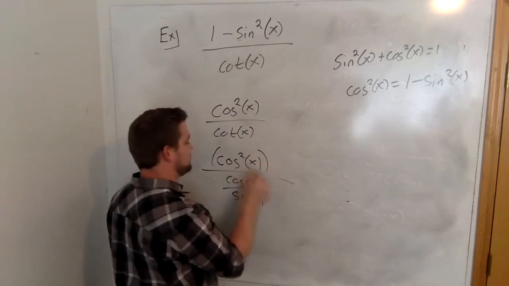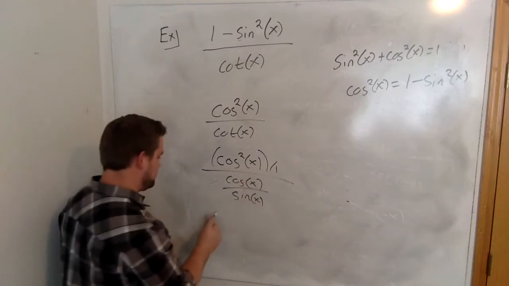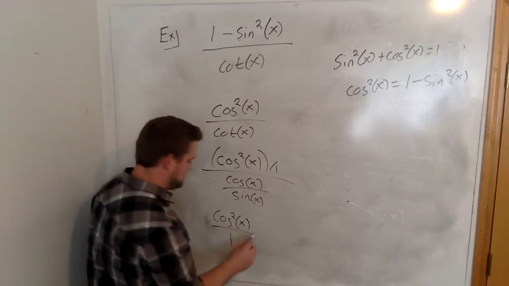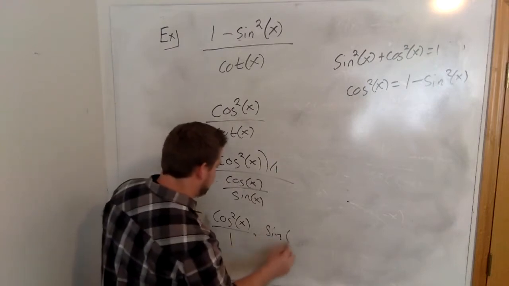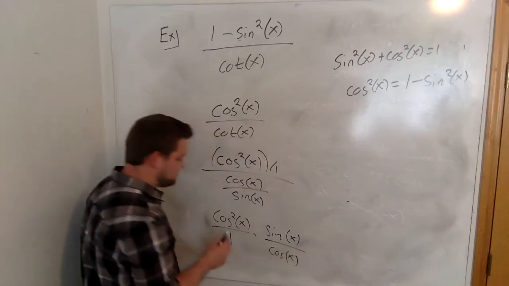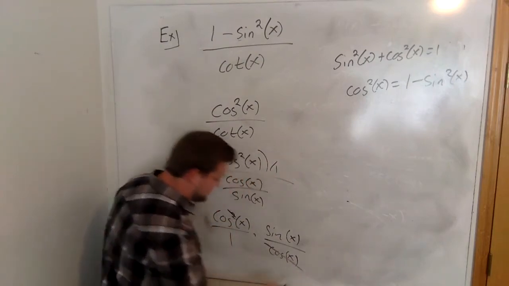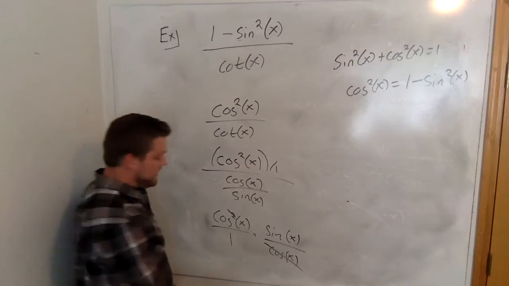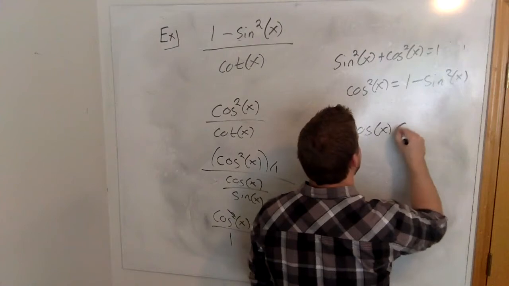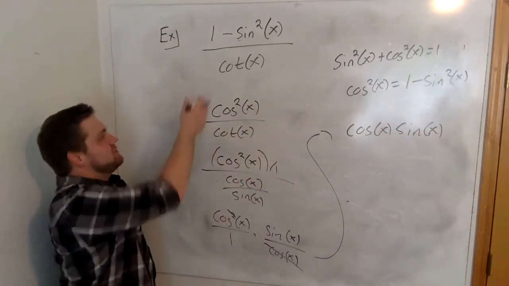Think about the cosine squared of x as this is all over 1. So I'm taking this fraction and dividing it by this fraction. So here we get a cosine squared of x over 1 times we have a sine of x all over the cosine of x. Okay, this is cosine squared, so I have 2 copies of cosine here. One of those will cancel with the cosine in the bottom. So what we have here is this is equivalent to just cosine of x times sine of x. And I would say that this is a much simpler expression than what we have right here.